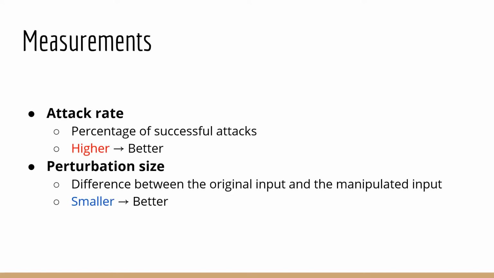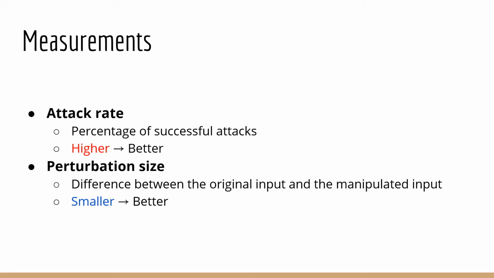Then how can we assess the effectiveness of an adversarial attack? This has to be done by two metrics. One is attack rate. It's a percentage of successful attacks in misclassification inducement. Of course, the higher it is, the better.